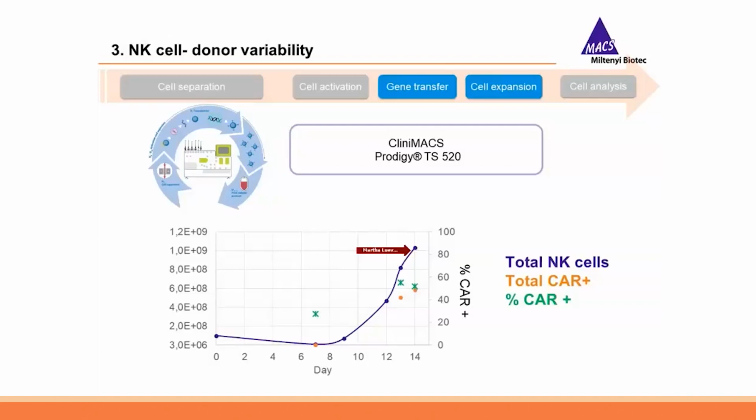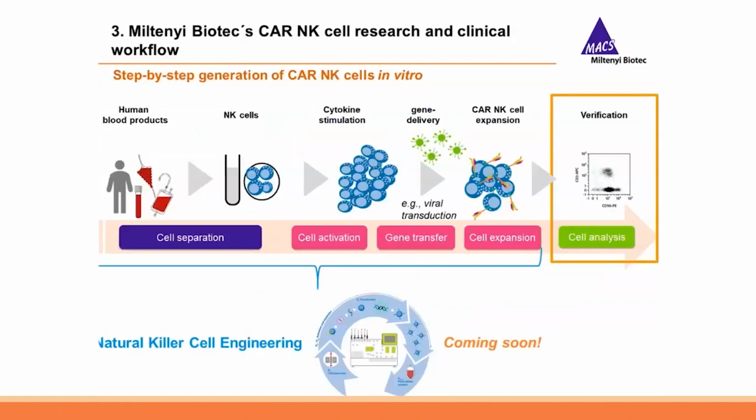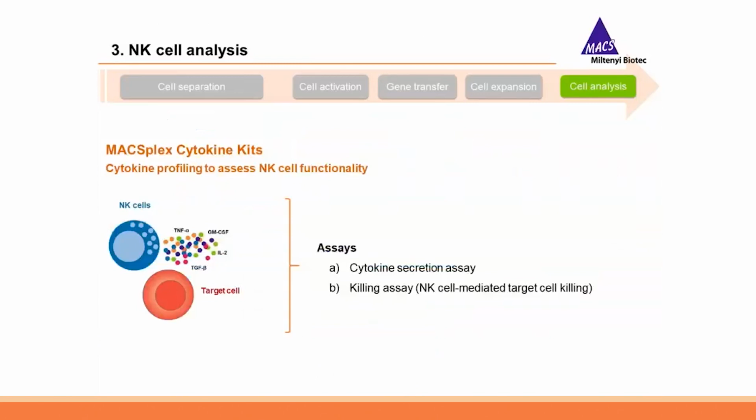So once you have performed and produced your CAR NK cells, you probably want to verify if they're working or not. So there are a couple of ways of doing this. Most commonly for CAR NK cells, you will have an assay to detect cytokines and also a killing assay. And today I want to show you just very briefly our tools for this. This is how we do it.